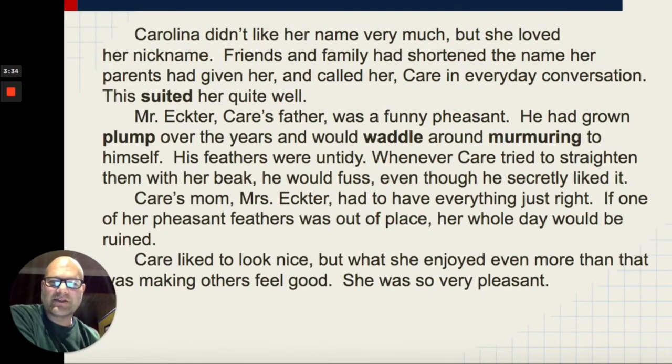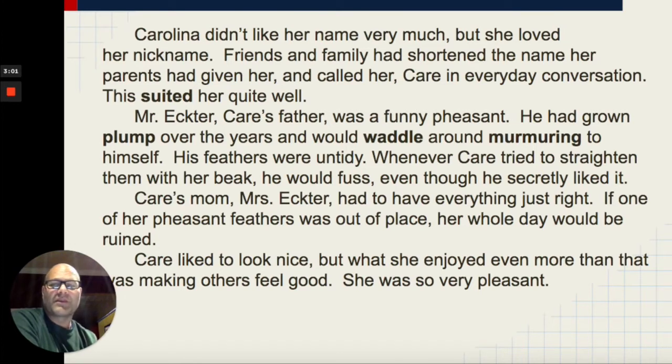Carolina didn't like her name very much, but she loved her nickname. Friends and family had shortened the name her parents had given her and called her Care in everyday conversation. This suited her quite well. Mr. Ector, Care's father, was a funny pheasant. He had grown plump over the years and would waddle around murmuring to himself. His feathers were untidy. Whenever Care tried to straighten them with her beak, he would fuss, even though he secretly liked it.